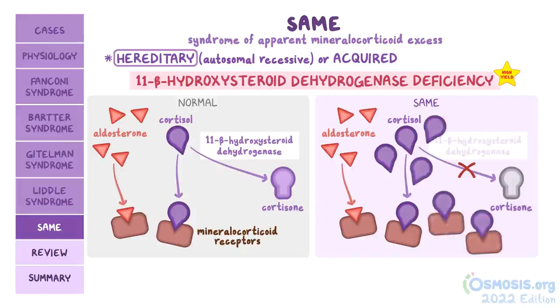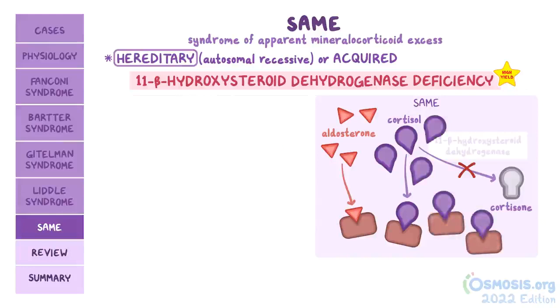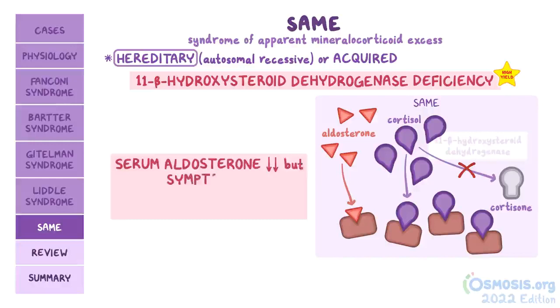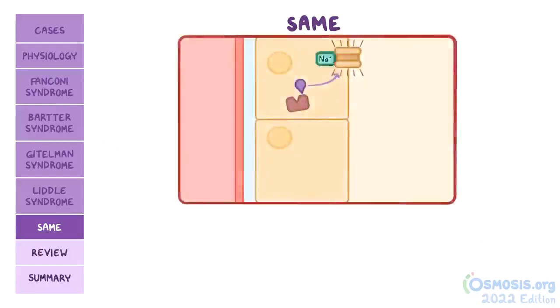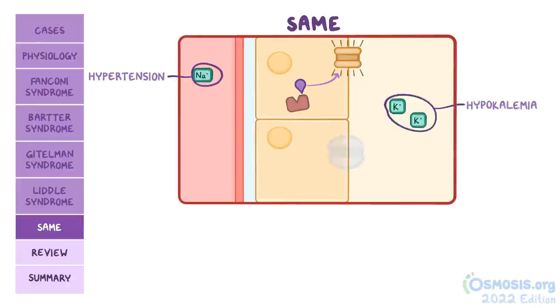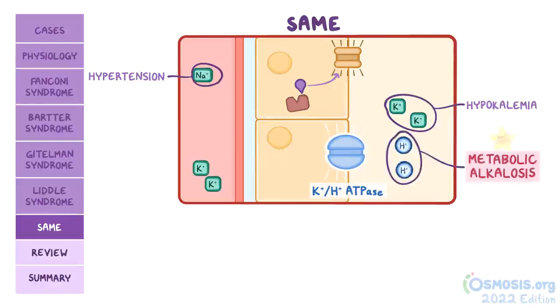A high yield fact to remember is that this will basically mimic the effects of aldosterone. So serum aldosterone levels are low, but there are symptoms of hyperaldosteronism. Just like Liddle syndrome, a lot of sodium is reabsorbed, leading to hypertension, and a lot of potassium is lost, leading to hypokalemia. The kidneys will try to compensate for the potassium losses using the potassium hydrogen ion ATPase to reabsorb potassium and secrete hydrogen, leading to metabolic alkalosis.